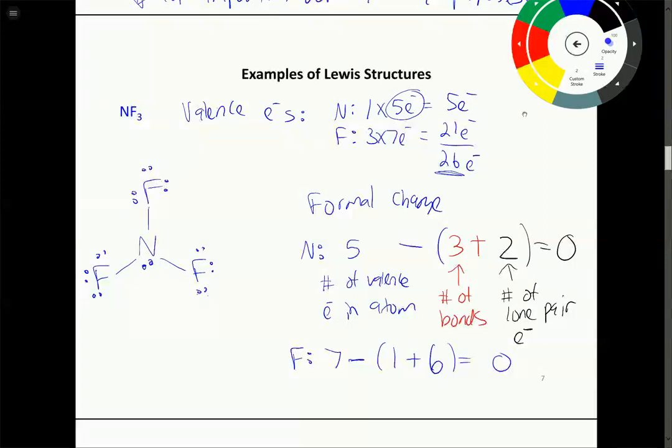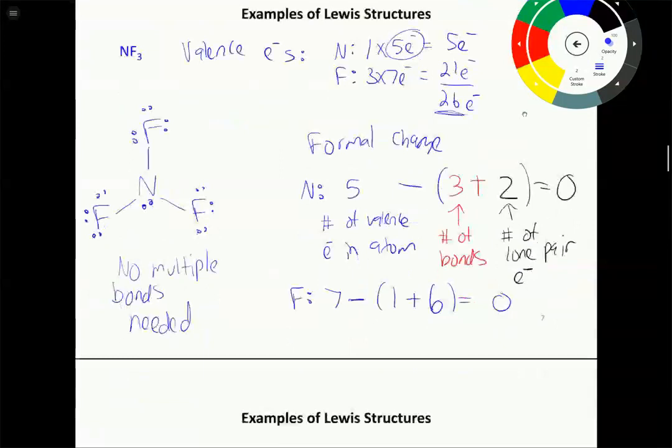So because we have 0 formal charges, because we have complete octets on each atom, we don't need to draw any multiple bonds. And you probably all knew 5 minutes ago that NF3 is only going to have single bonds, but this is how I sort of verify that. And it won't change the shape or the symmetry of NF3 whether we had double bonds or not, but we know that we don't need to include them.